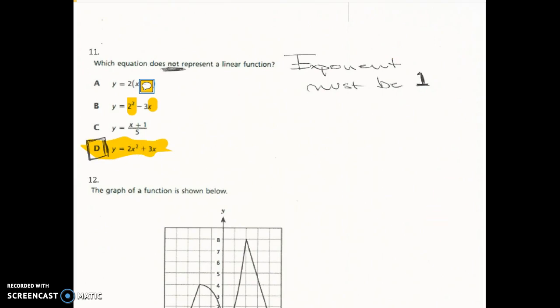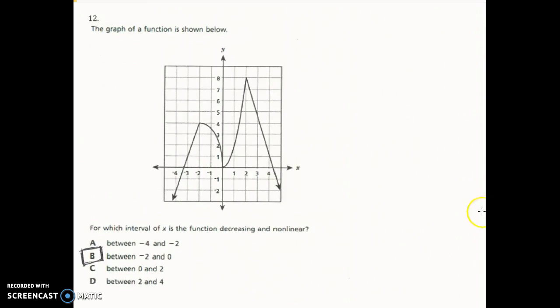Okay, and the second to last one, 12, the graph below. We practiced this one in class. So as we go through to look at this graph, it just asks me for which interval is the function decreasing and nonlinear. So the words are decreasing and nonlinear. So here it's decreasing, but it's a perfectly straight line, so that part's fine. Here it's decreasing, but you see the bulge? The bulge makes it look like it's parabolic. Therefore, it's between -2 and 0 that it's decreasing. And that is answer B.